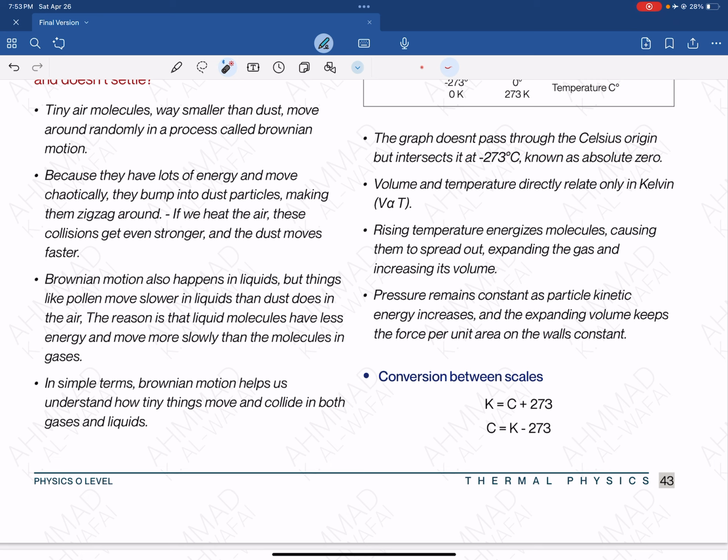So if you've got, for example, a temperature of 17 degrees Celsius and you want to get it in Kelvin, you simply add 273. That's going to give you 290 Kelvin. And the same goes for the Celsius scale.